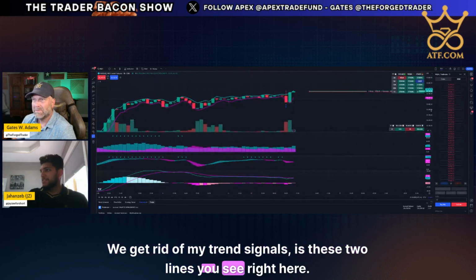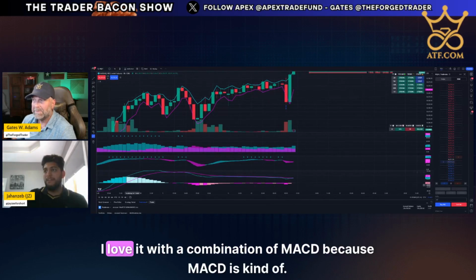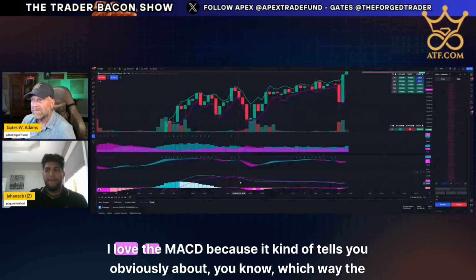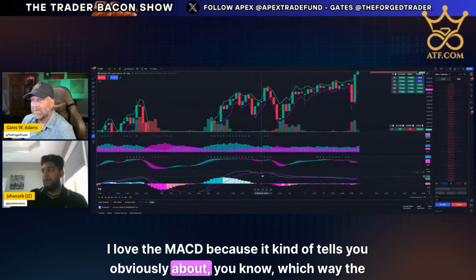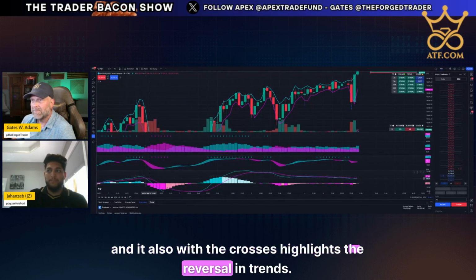Is these two lines you see right here. That's the SMA high and SMA low. That's what I mainly use to trade. And I love it in combination with MACD, because the MACD kind of tells you which way the trend is going, and with the crosses, it also highlights the reversal in trends.